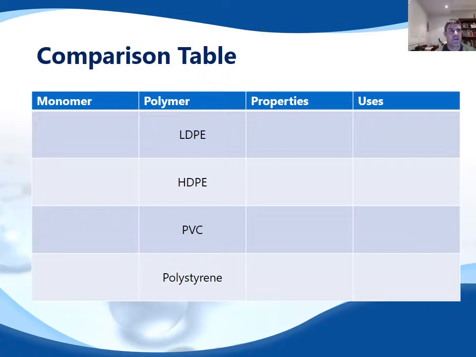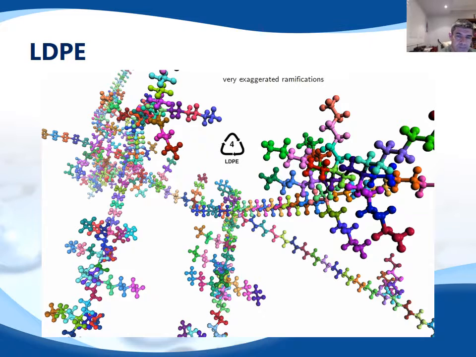I'm just going to very quickly work through the slides in this presentation. There's quite a lot of them, but I'll try and work through them relatively quickly so that we just get a general picture. What I suggest you do is to jot down the main properties and the uses for each of these different polymers so you have a good comparison table for them.